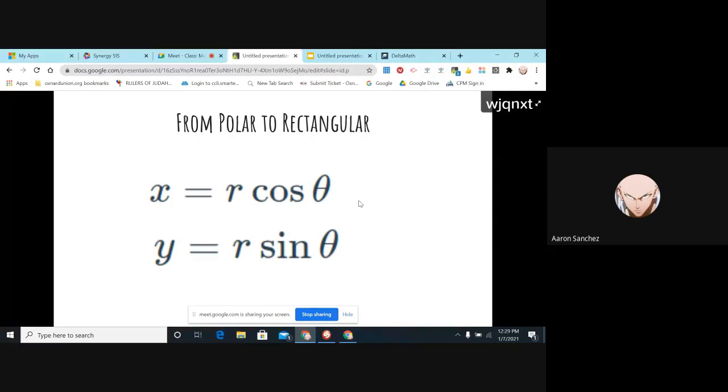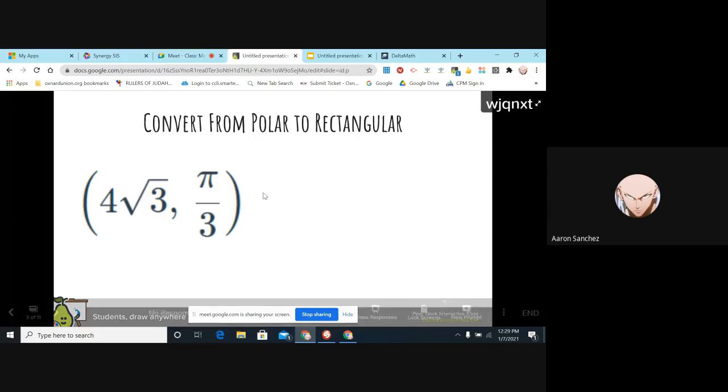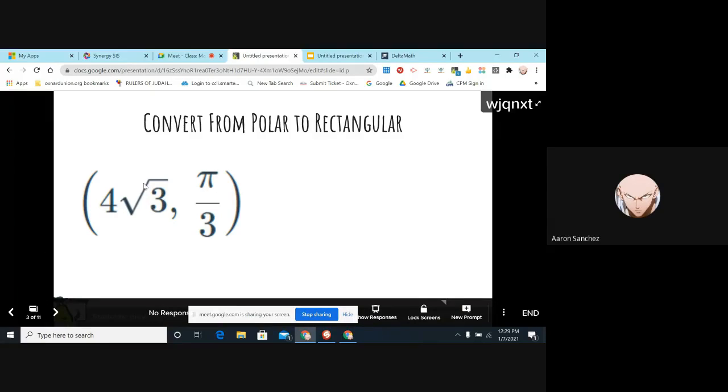Just take the radius and multiply it by the cosine of theta. Okay, so remember, this here is the radius. This here is my angle, theta, right? So 4 root 3 times cosine pi over 3 for x, 4 root 3 times sine pi over 3. Go ahead and solve that. I'll be checking your work.